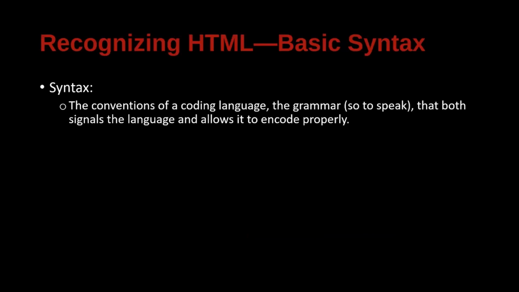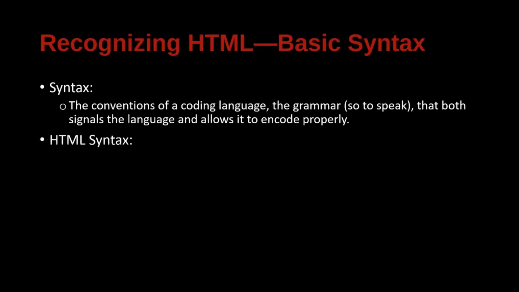So these are the conventions of a coding language, that is the grammar, if you will, that signals the language and allows it to encode properly. These are the distinctive features for coding in a specific language, and different languages have different syntax. It includes both the specific commands or functions, or in HTML's case, tags, as well as any punctuation that goes along with it. We'll talk about that, and you'll see that in some examples.